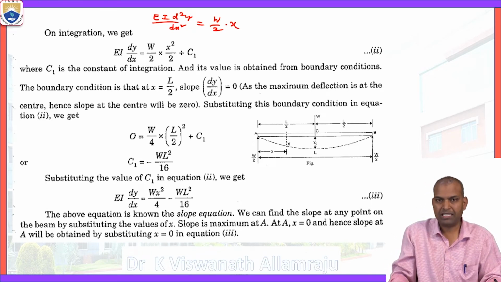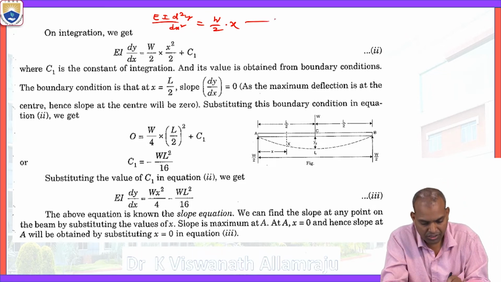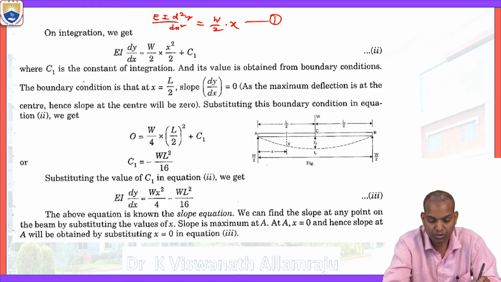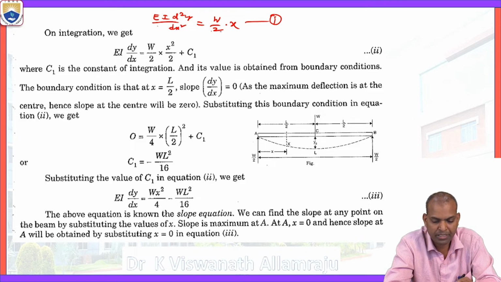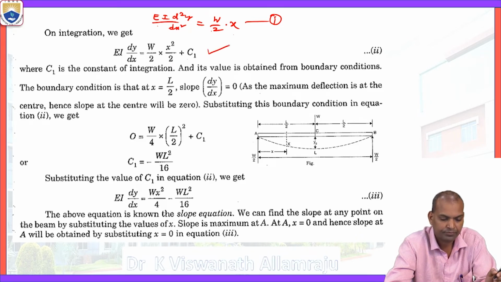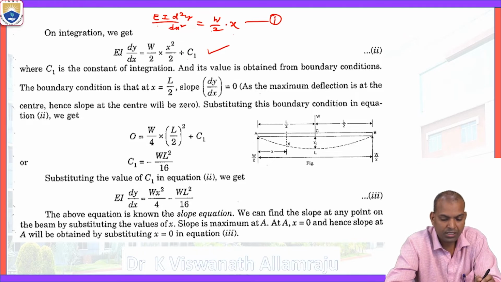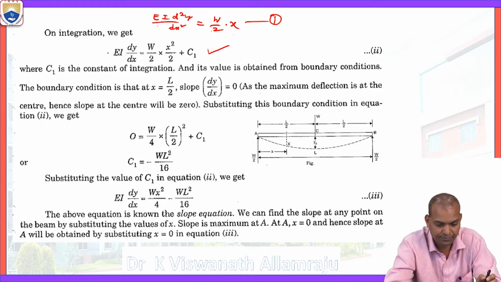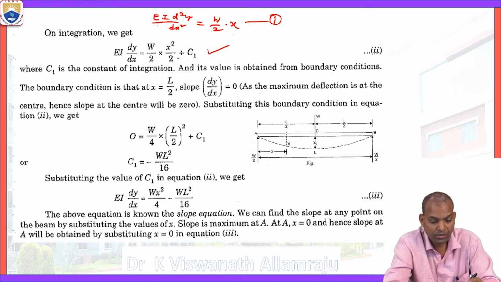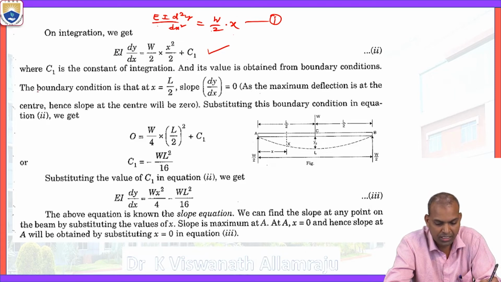Now, first integration. Integrate this equation once, and that becomes the slope equation. EI into dy by dx equal to W by 2 into the integration of x, that is x square by 2, plus C1. Which equation is this? This is the slope equation. The constant C1 is to be calculated by using boundary conditions.